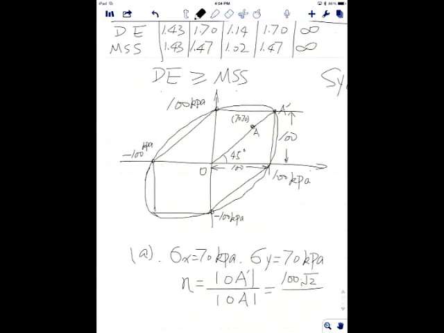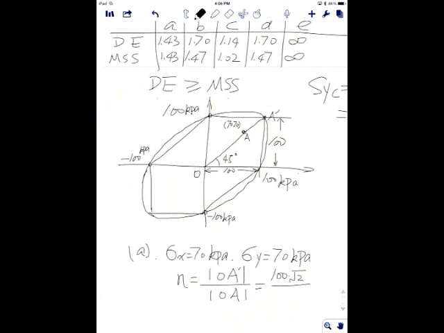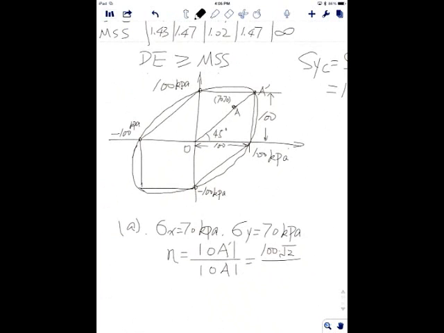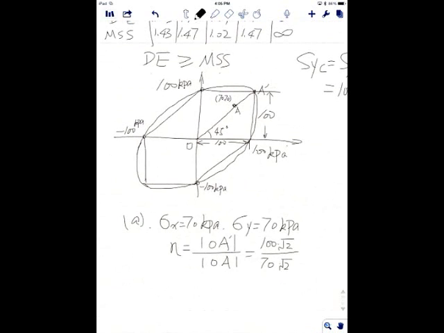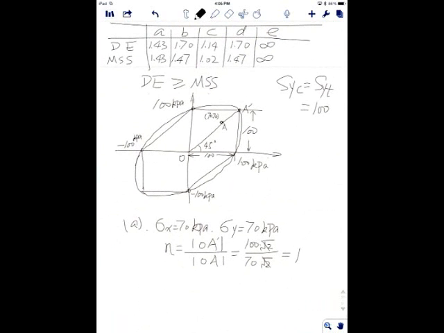Right? OA is 100 square root of 2. Agree? Okay. Now, OA prime equal to what? 70 times square root of 2. Right? 70 and square root of 2. Okay, these two cancel out. What is 100 divided by 70? 1.43. Right?